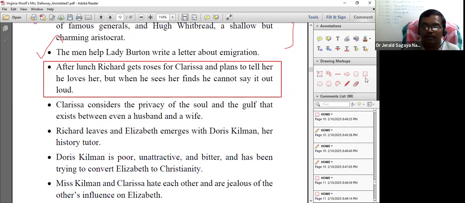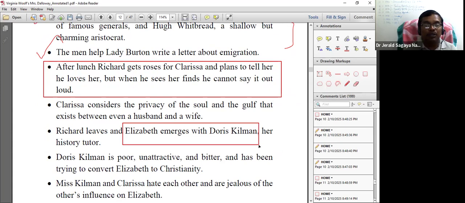Now the narration moves towards Elizabeth and her tutor. Who is the tutor of Elizabeth? Elizabeth is a teenage girl now. Okay, and the teenage girl's tutor யாரு அப்படின்னா she is Doris Kilman. And what was she teaching Elizabeth? She was teaching history.